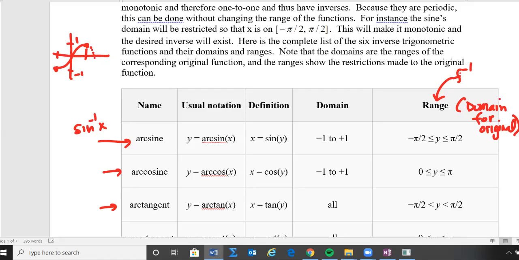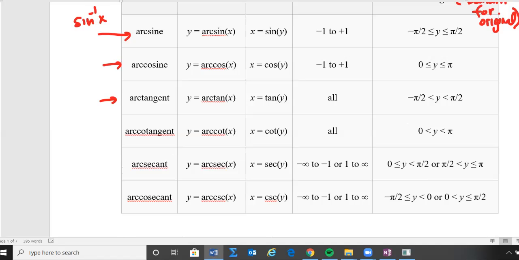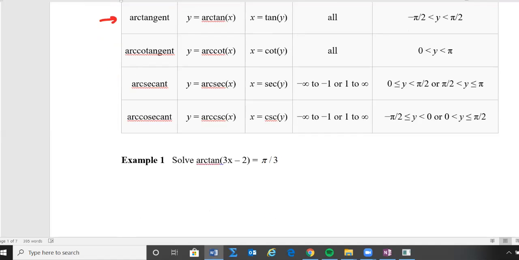And by the way, that becomes the new domain for the arcsine. It was the range for the original function. And that's true about the rest of these also. Some restrictions have been made to create these inverse functions.